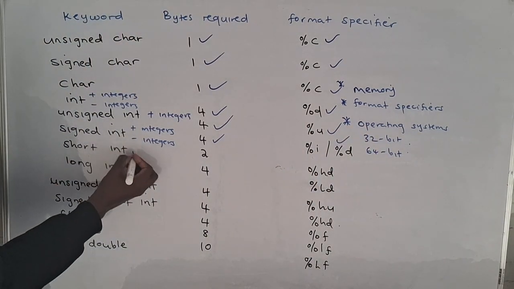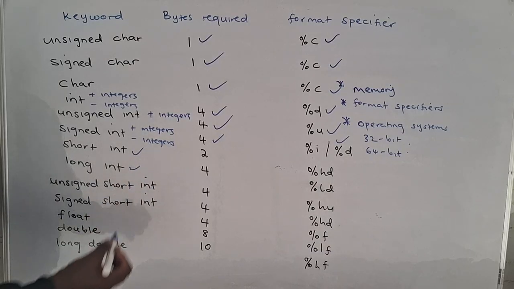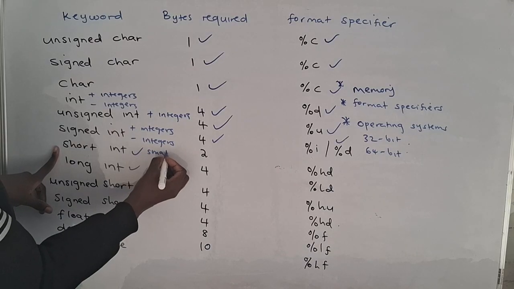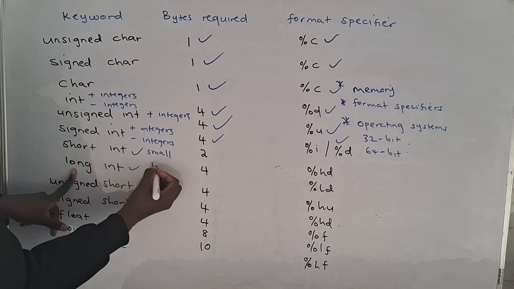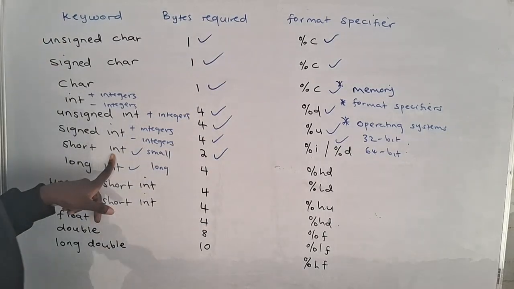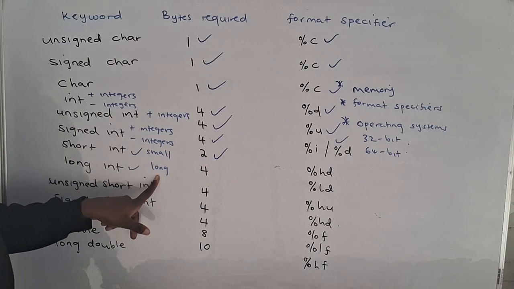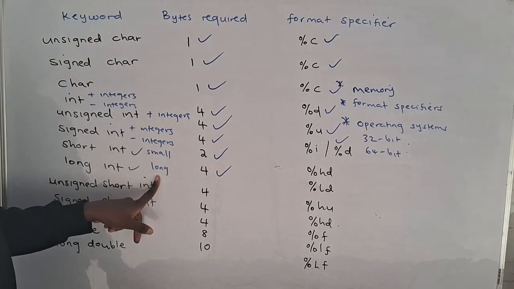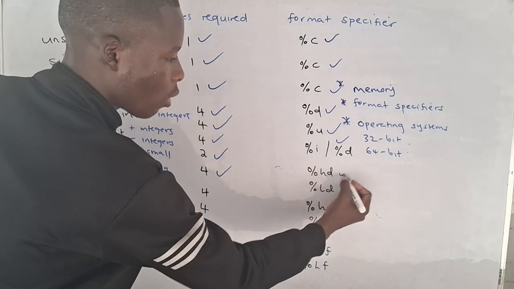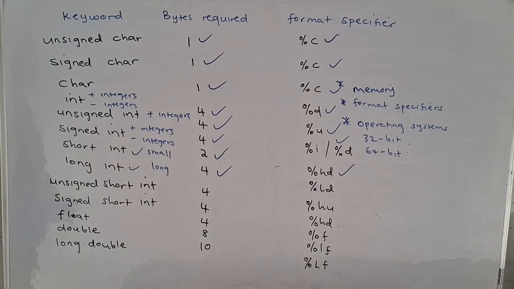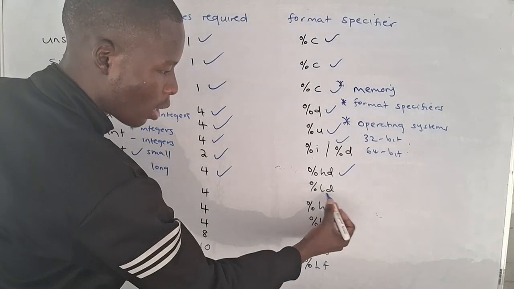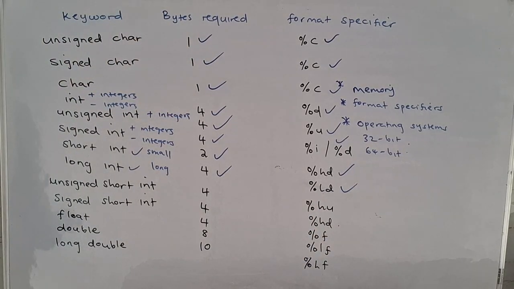We have short integers and we also have long integers. Short integers are used if you want to store small integers, and long integers if you want to store large integers. Short integers are going to take 2 bytes. Long integers are going to take 4 bytes. If you want to print a short integer, you are supposed to use the format specifier %hd. If you want to print a long integer, you are going to use %ld. This is the correct format specifier.